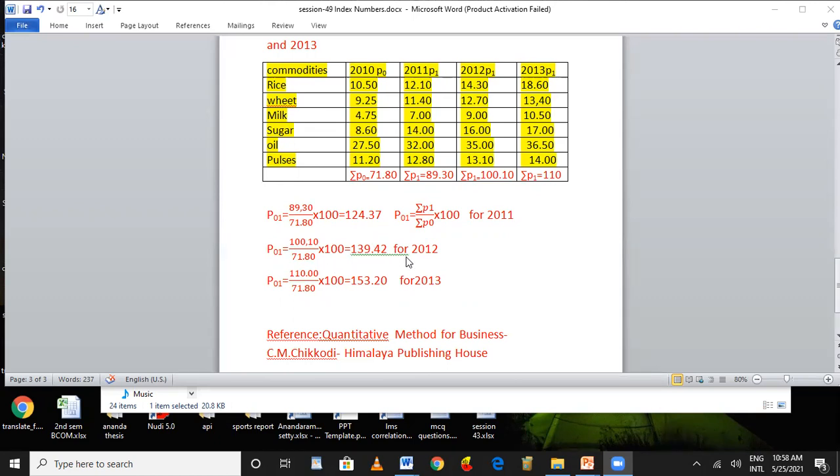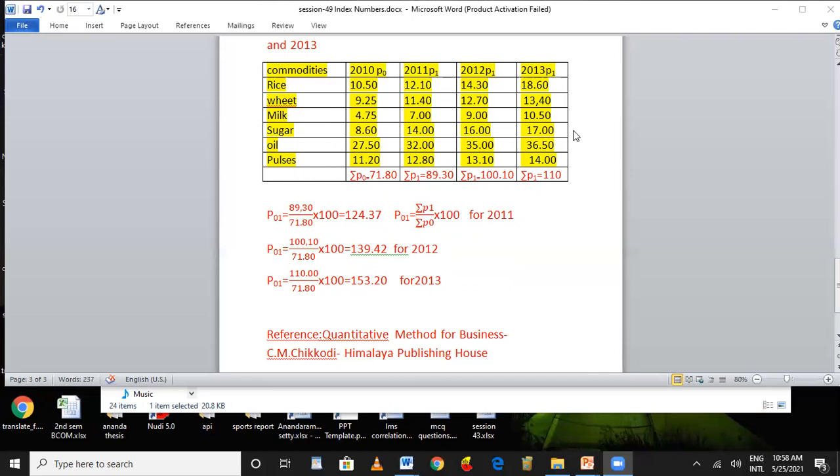By the aggregative method, the first one gives you 124.37. Again, in 2012, the index number according to the aggregative method, only considering the prices, is 139.42. It has increased from 124.37 to 139.42 for 2012. In the same way, we can calculate P01 for 2013 also.